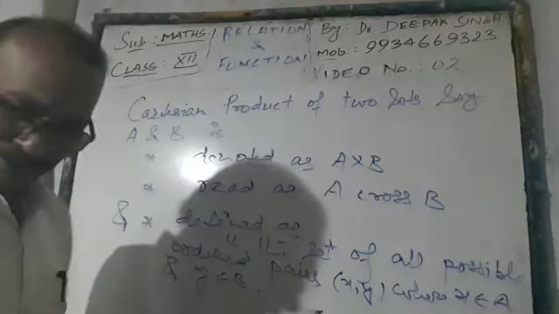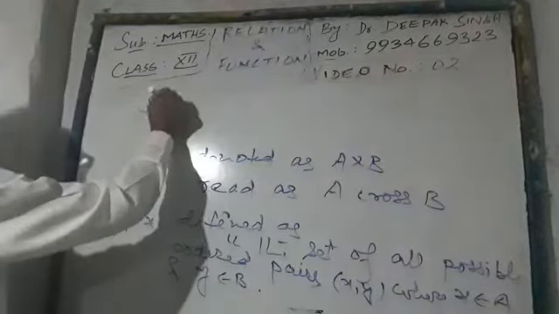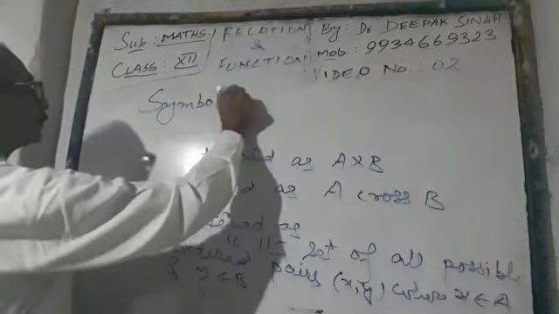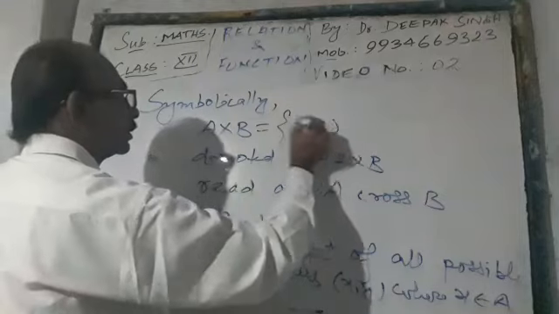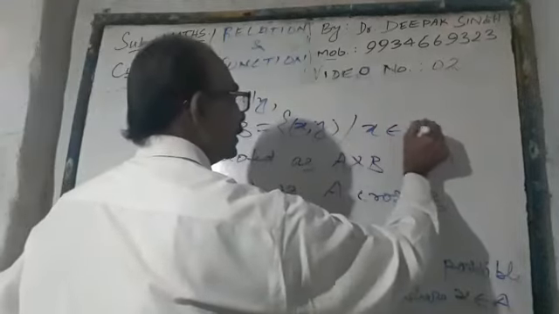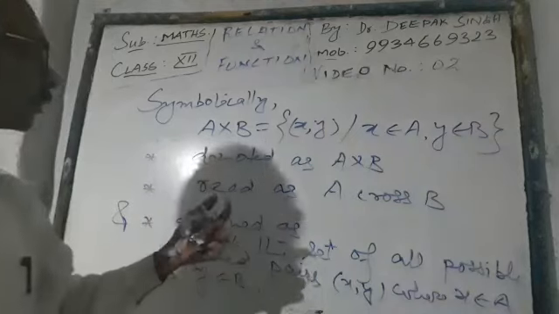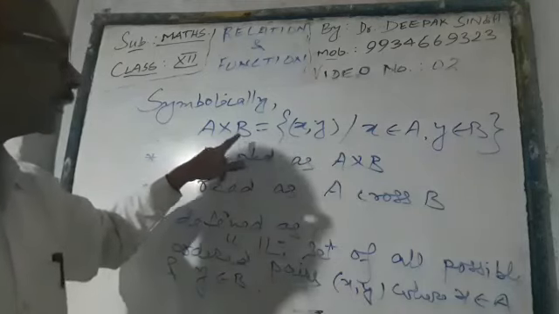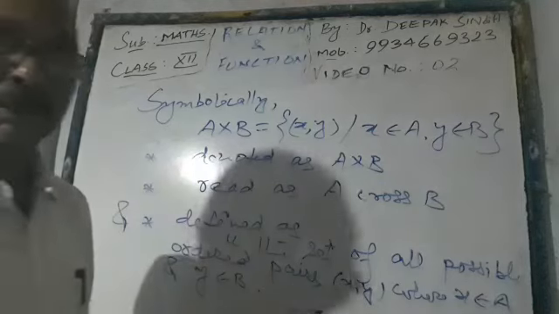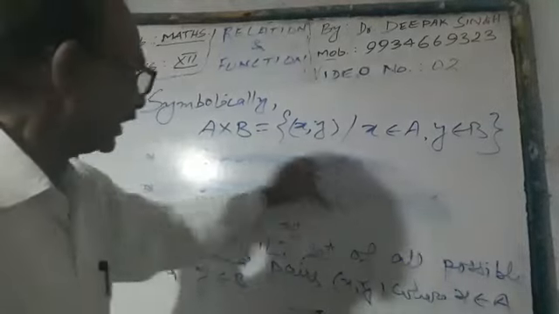Symbolically, A cross B is equal to the set of (x, y) such that x is an element of A and y is an element of B. It means that while making pairs (x, y) for A cross B, the first component must be chosen from set A and the second component from set B. But if I talk about B cross A, undoubtedly the first component would be from set B and the second component from set A.